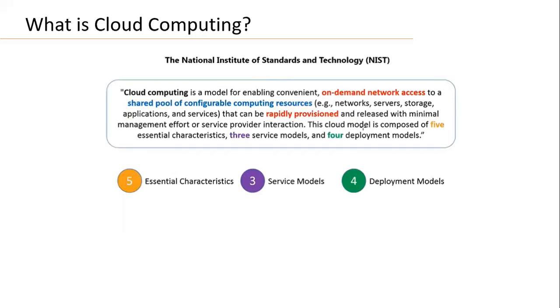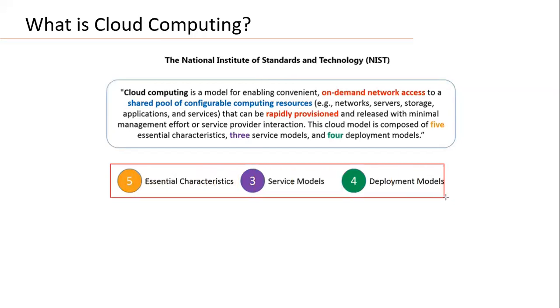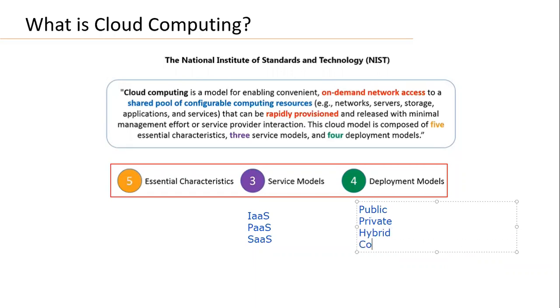The second part of the definition says this cloud model is composed of five essential characteristics, three service models, and four deployment models. We'll talk about this again in tomorrow's class, but we'll see something practically. Check here, we have three service models which are important for us: infrastructure as a service, platform as a service, software as a service. In the same way, four deployment models are there today: public cloud, private cloud, hybrid cloud, and community cloud.